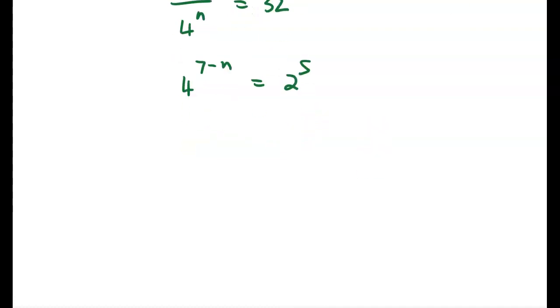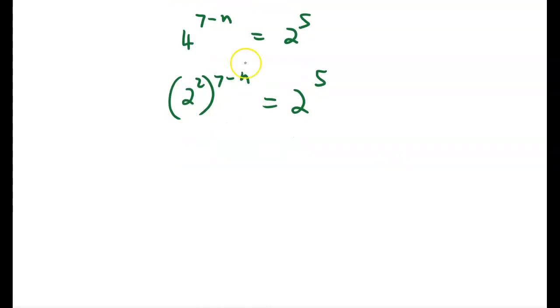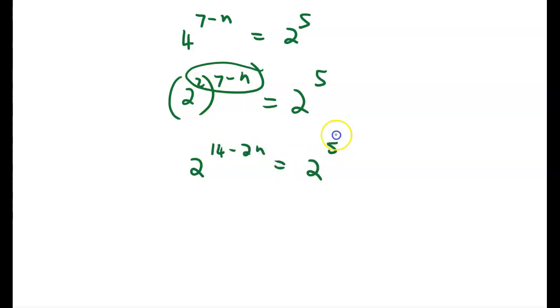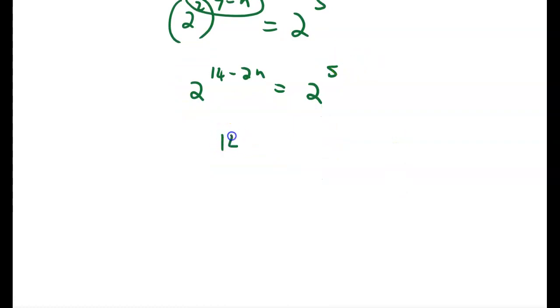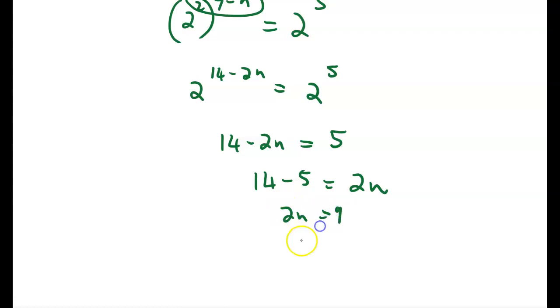by subtracting the powers here, 4 to the power of 7 taken, now 4 is 2 squared. And so suddenly now we have the scenario where the bases are the same and we multiply the powers here. So that becomes 2 to the power of 14 take 2n equals 2 to the power of 5. And so now we can equate those powers. 14 take 2n equals 5. So 14 take 5 must equal 2n. So 2n must equal 9 and then n must equal 9 on 2, or 4.5 if you prefer.